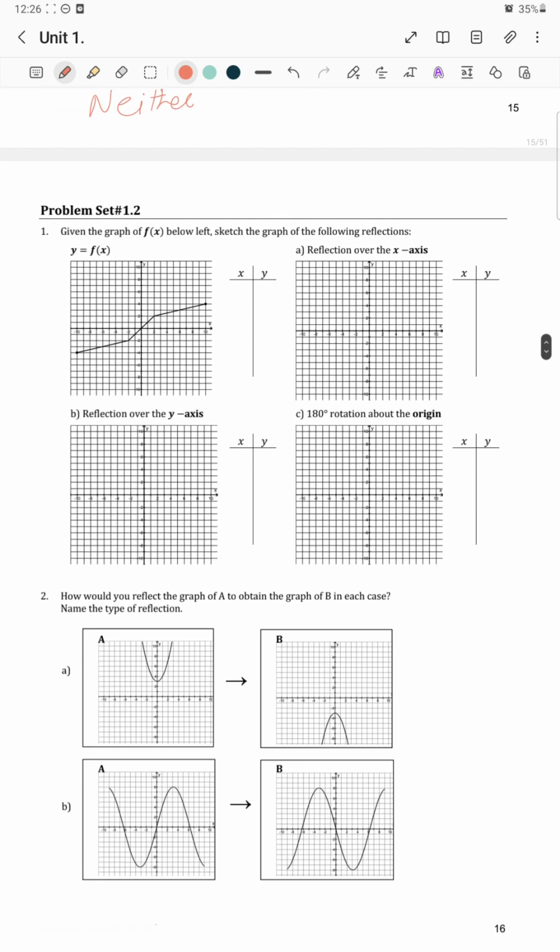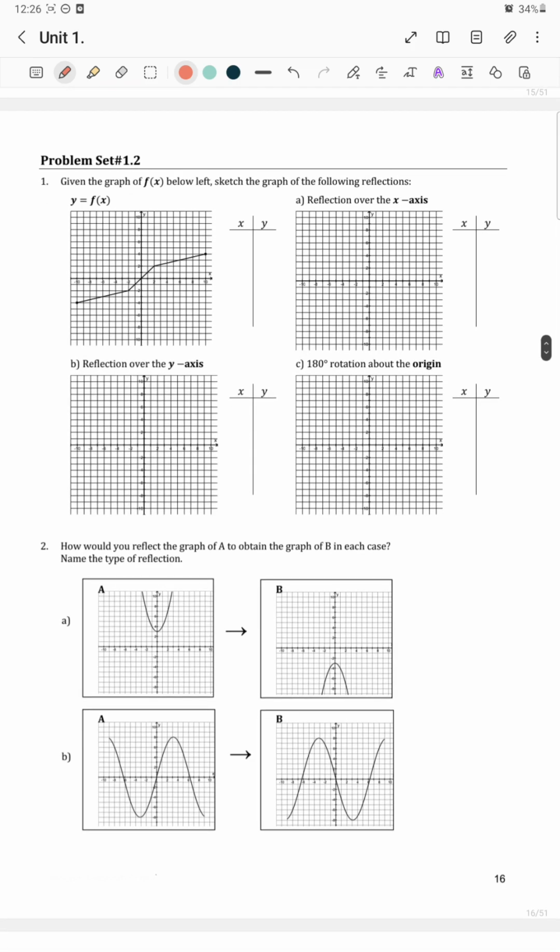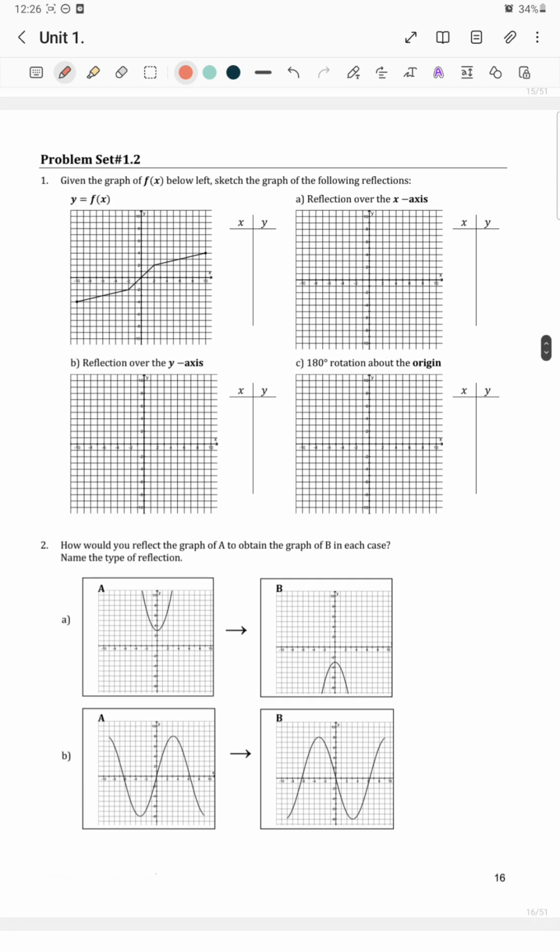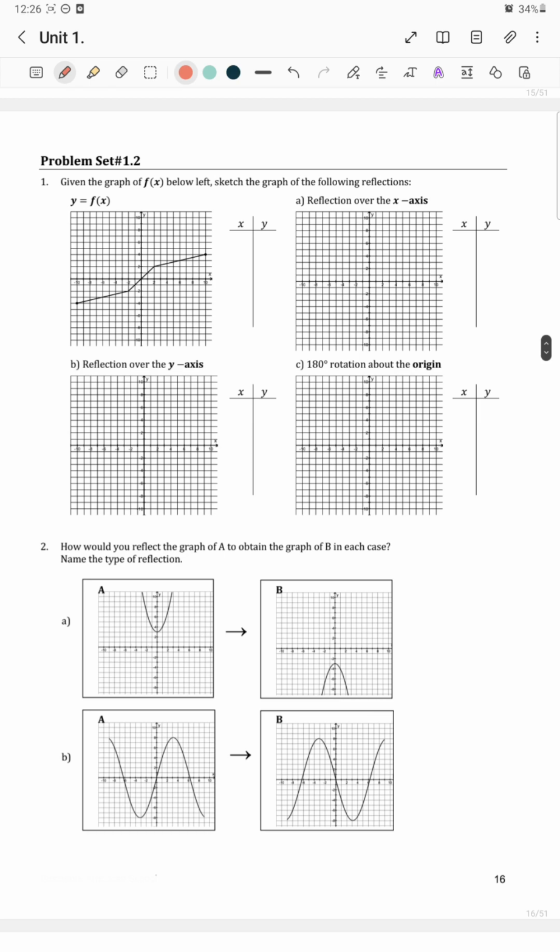Coming to the problem set 1.2. Given the graph of f of x below left, sketch the graph of the following reflections. Okay, from where are the x values starting? X values are starting from 10.